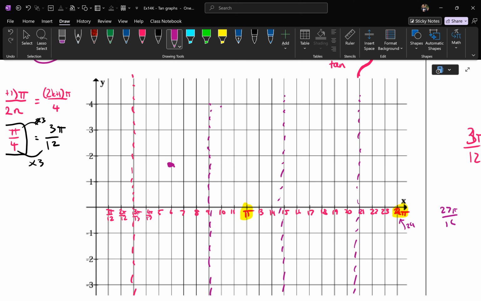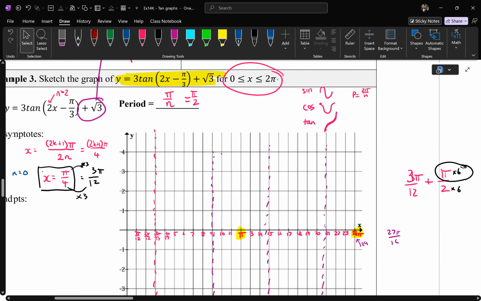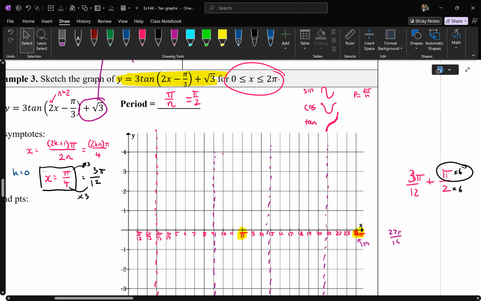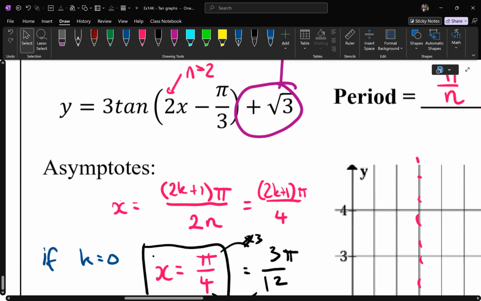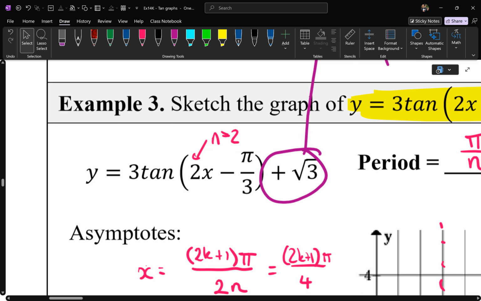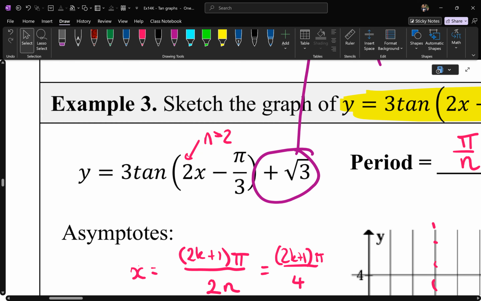What I don't know is where's the center? So where is the middle? Now, you know it goes up by root 3. Reading the graph, does it move left or right? How do you know again? How do you know if it moves left or right again? What did I teach you guys?